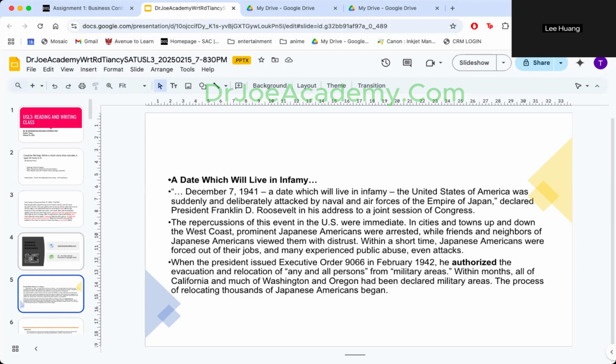The repercussions of this event in the U.S. were immediate. In cities and towns down the West Coast, prominent Japanese Americans were arrested, while friends and neighbors of Japanese Americans viewed them with distrust. Within a short time, Japanese Americans were forced out of their jobs, and many experienced public abuse, even attacks. The president issued Executive Order 9066 in February 1942. He authorized the evacuation and relocation of any and all persons from military areas. Within months, all of California and much of Oregon had been declared military areas. The process of relocating thousands of Japanese Americans began.